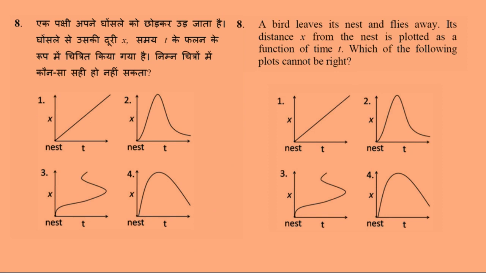Problem number 8. A bird leaves its nest and flies away. Its distance x from the nest is plotted as a function of time. Which of the following plots cannot be right? We will have to select the appropriate graph which cannot be right.